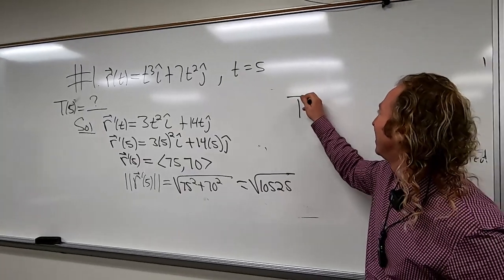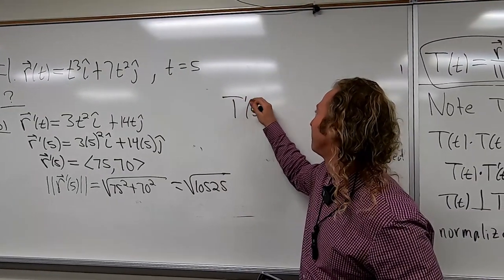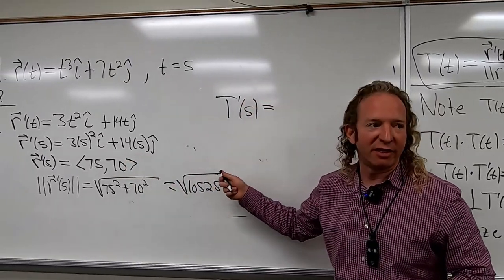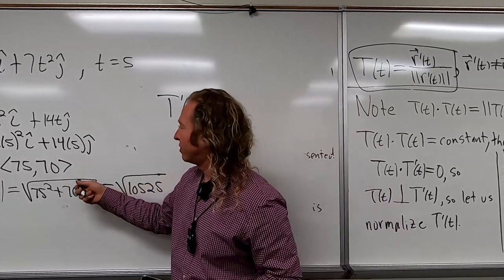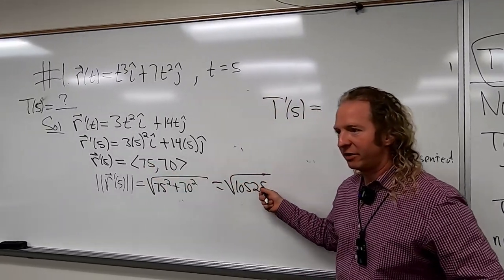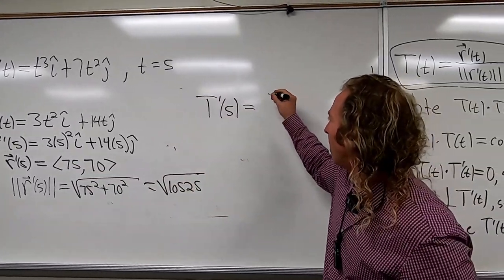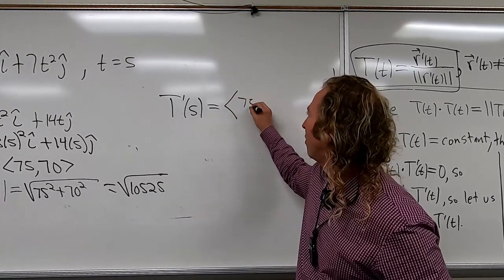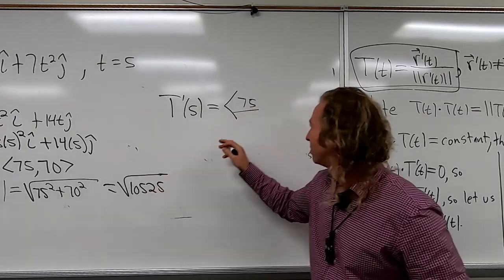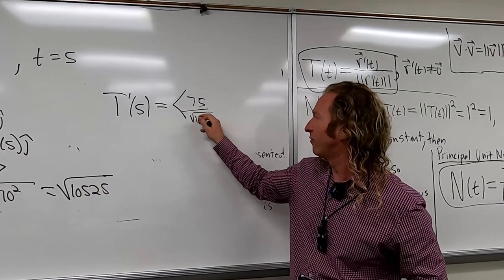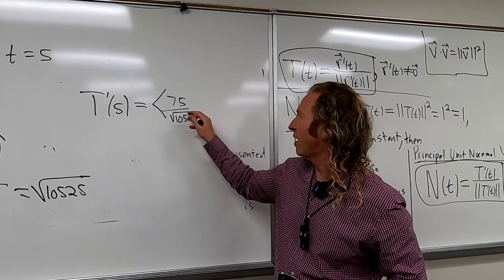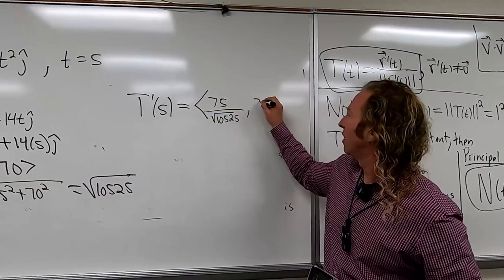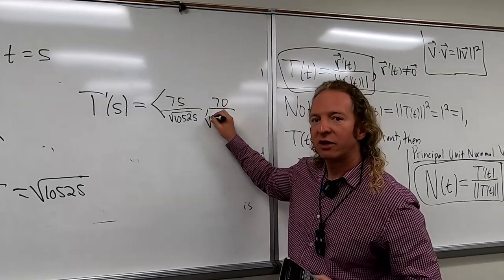So then T prime of 5 would just be this divided by this, okay? So you could just divide each piece by this piece. So I'll write it like this, angle bracket 75 over the square root of 10,525, and then 70 over this.